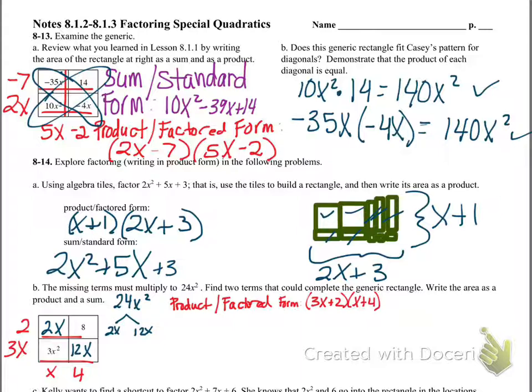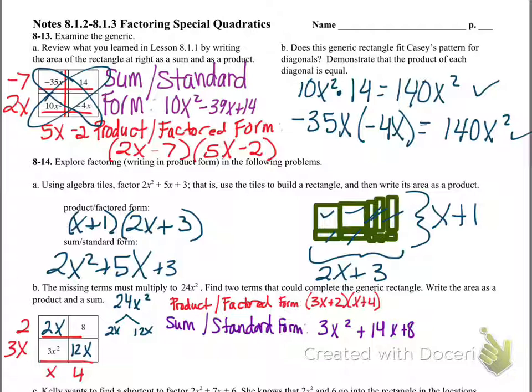Okay. And then for our sum form, well, remember our sum form is standard form. So if I write my area as a sum, or the solution after I add all of my terms up that are in the middle, well, I get 3x squared plus 14x plus 8. So again, that's just writing the same area either one way as a sum and one as a product.